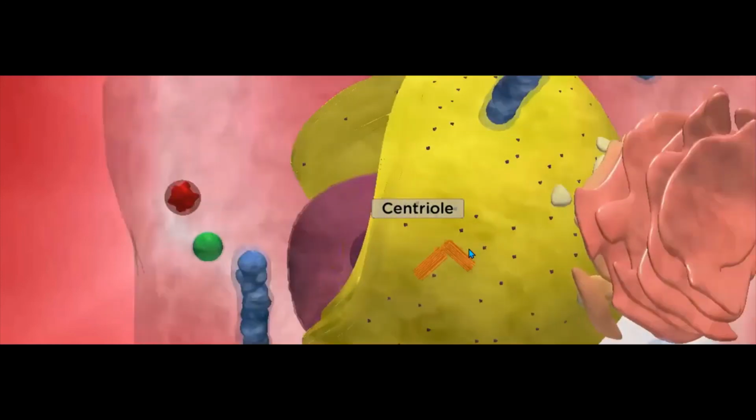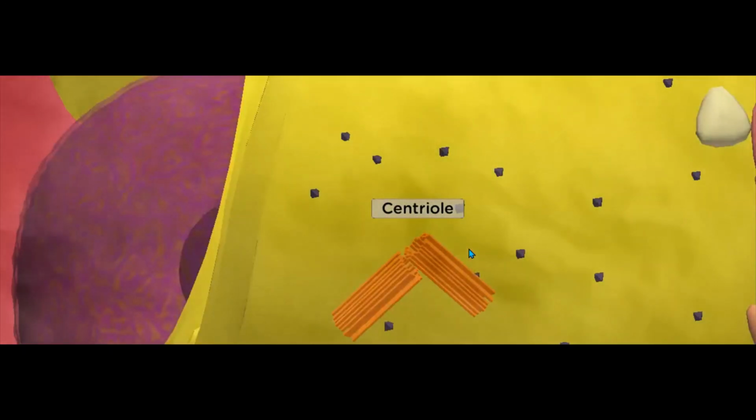So next comes the centriole. Centrioles are protein structures found only in animal cells. They help form spindle fibers which guide chromosome movement during mitosis and meiosis. Means centrioles are only found in animal cells and they help chromosomes move during cell division. Means they play an important role in cell division.